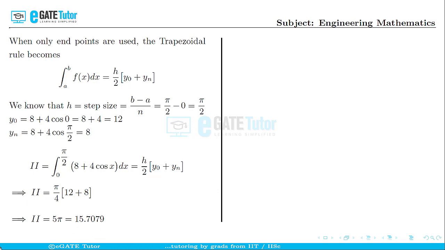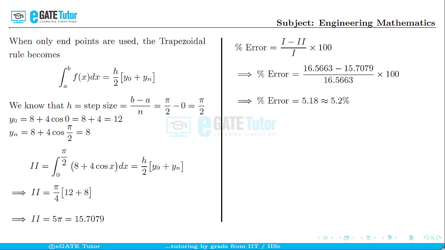So now in order to calculate the percentage error, we will always take analytical value minus numerical value by analytical value into 100. So when we substitute the corresponding values and simplify that, it will give us the percentage error as 5.2 approximately.